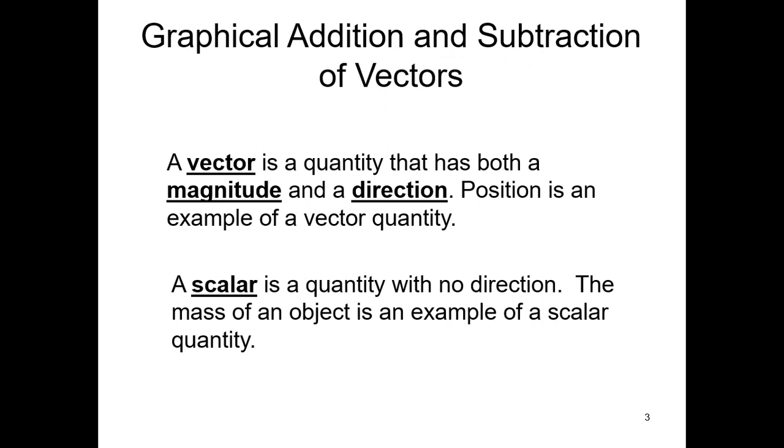First of all, the graphical addition and subtraction of vectors. But first, what is a vector? A vector is a quantity that has both magnitude and direction. Position is an example of a vector quantity. Now, a scalar quantity has no direction. The mass of an object is an example of a scalar quantity.